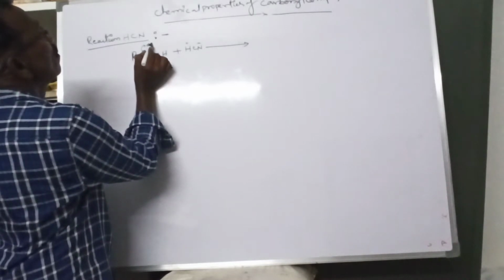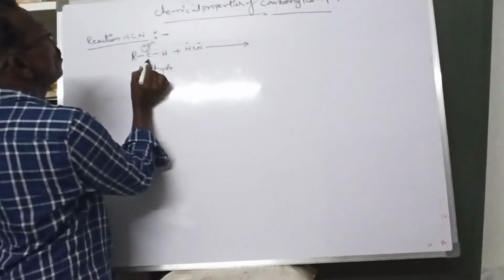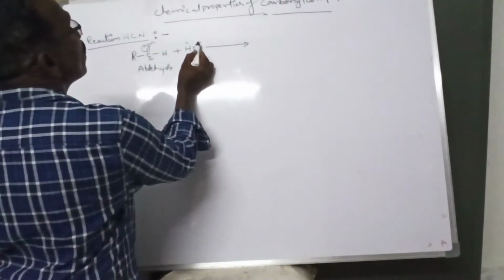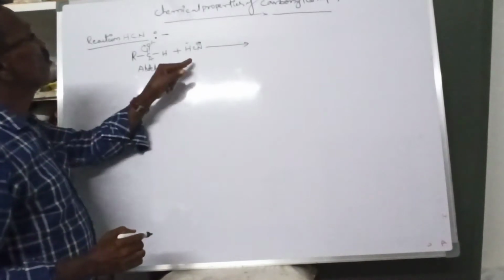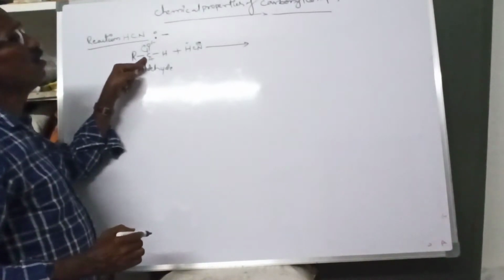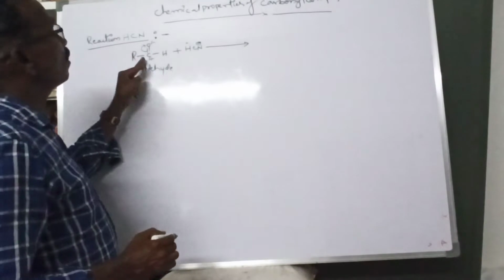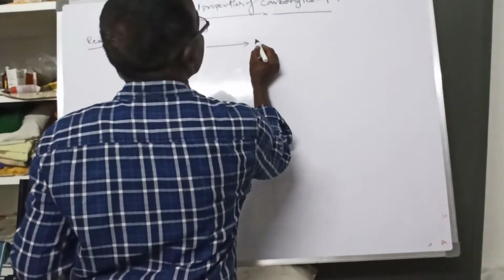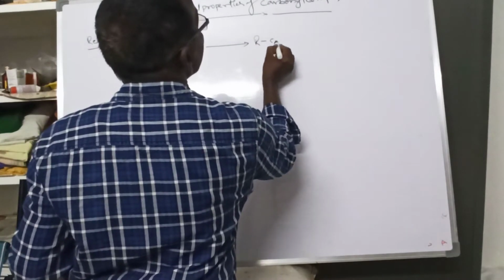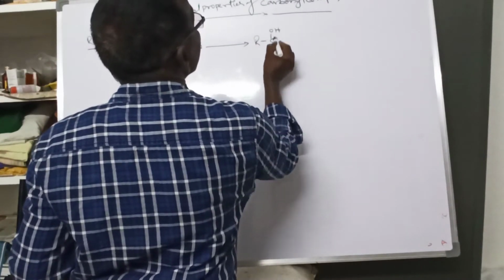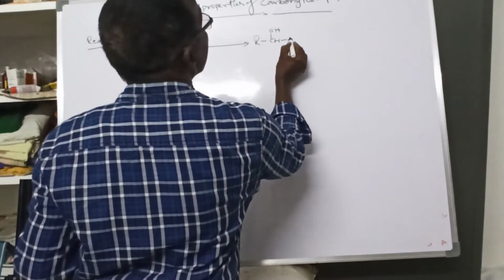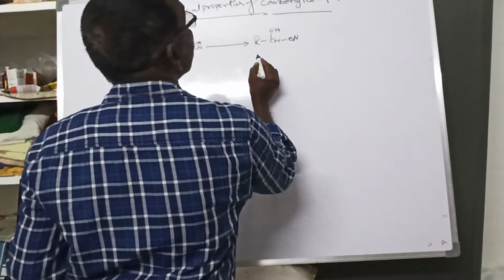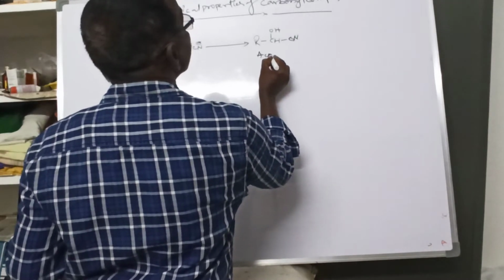Oxygen is negative, and carbon carries a positive charge. So this CN minus acts as a nucleophile. This nucleophile directly adds to the carbonyl carbon atom. Then H plus adds to oxygen, giving R C OH with CN. The name is aldehyde cyanohydrin.